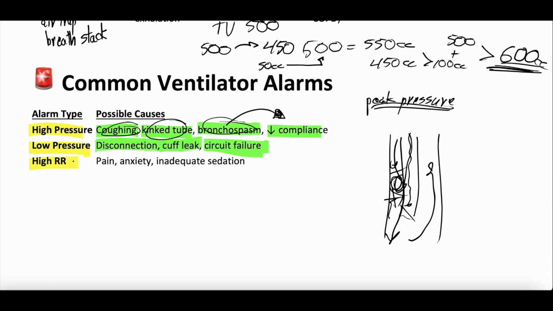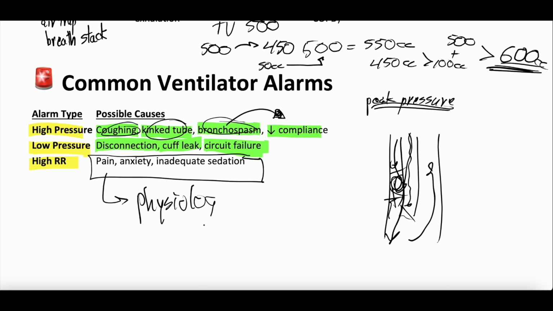And then a high respiratory rate, that'll be an alarm you sometimes see, and that's usually related to patient pain, anxiety, inadequate sedation. But sometimes it can be from physiologic things like profound metabolic acidosis where they're trying to ramp up their tidal volume and ventilation and all that jazz.